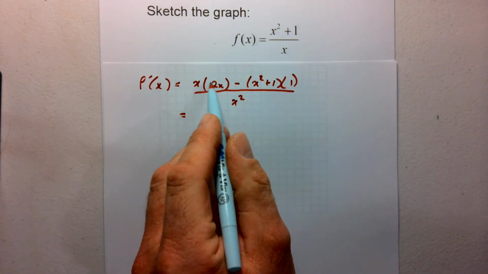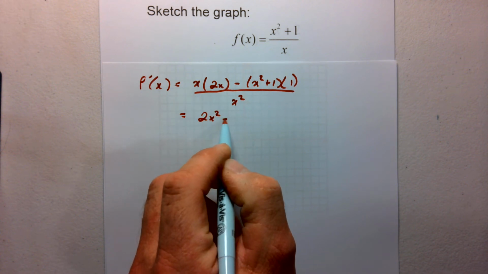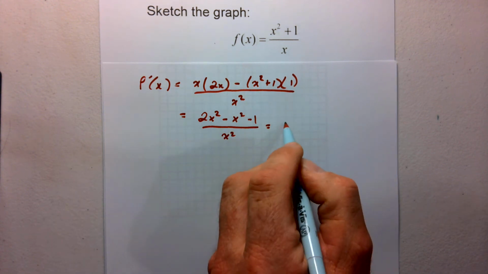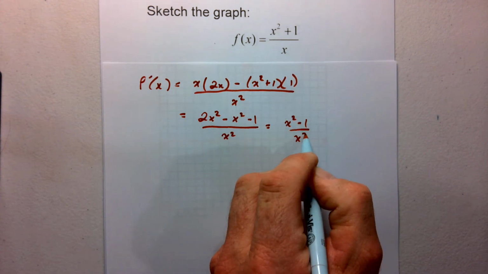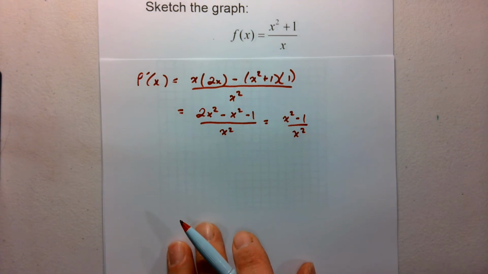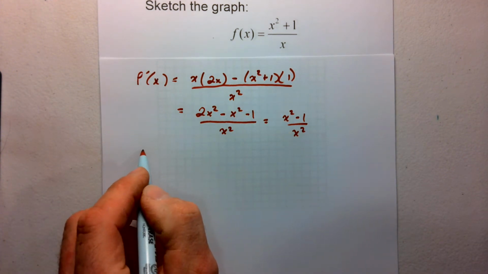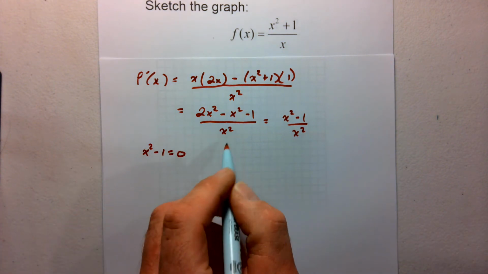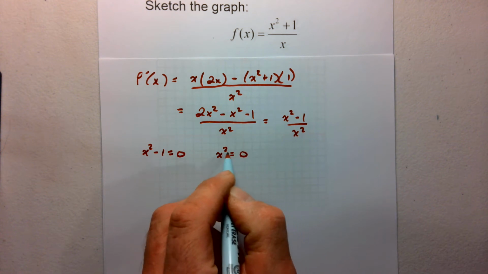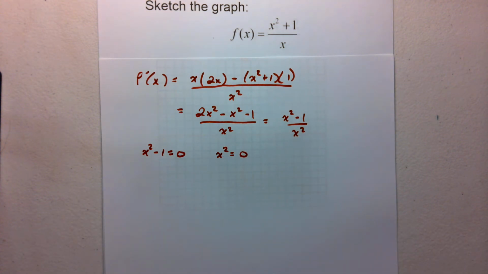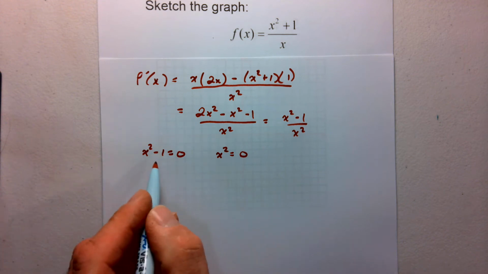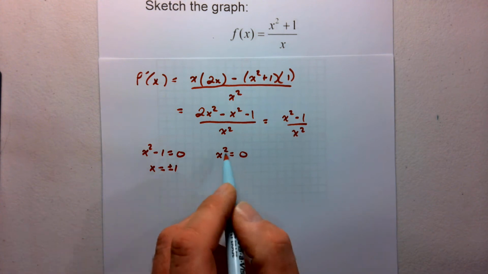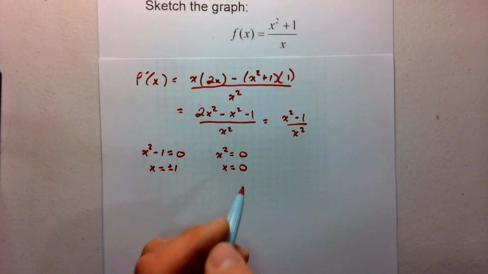Go ahead and clean that up. We have 2x squared minus x squared minus 1 divided by x squared. And that's going to give us (x squared minus 1) over x squared. Now from there I can go ahead and find my critical values. I'm going to set my numerator equal to 0. That's going to tell me any horizontal tangent lines. And I'm also going to set x squared, my denominator, equal to 0. So that's going to be a critical value as well. If I go ahead and solve x squared minus 1 equals 0, I get x equals plus or minus 1. Solving x squared equals 0, I get x equals 0.